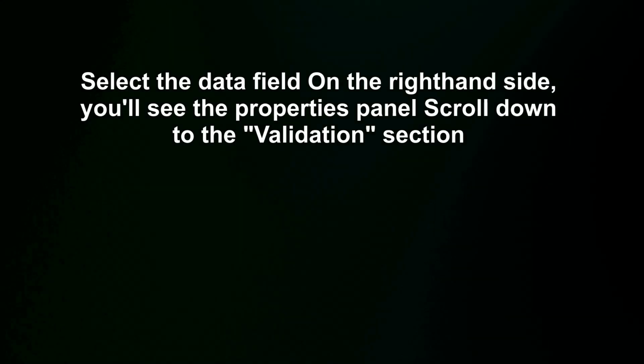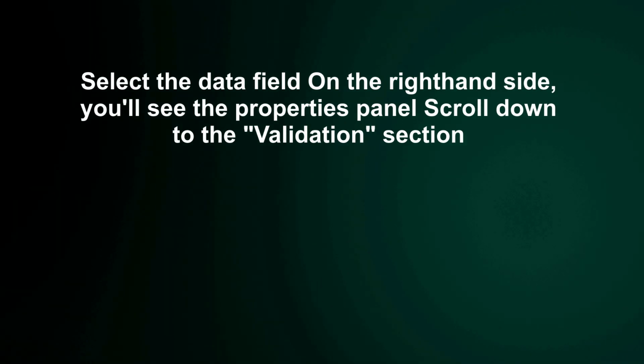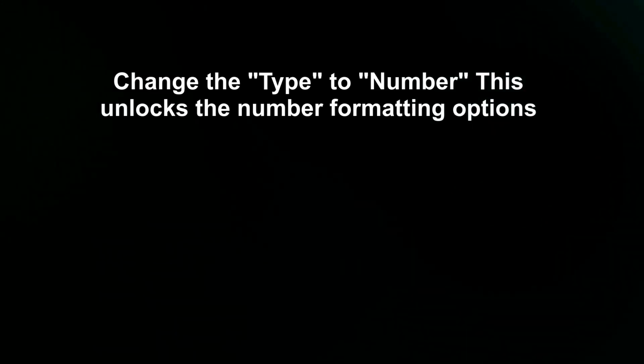Select the data field on the right-hand side. You'll see the Properties panel. Scroll down to the Validation section. Change the type to number. This unlocks the number formatting options. You should see a custom number format input box.